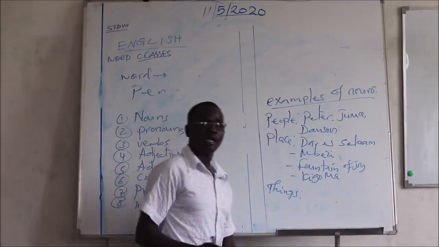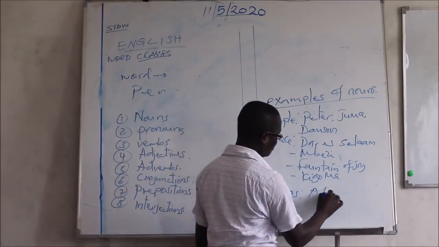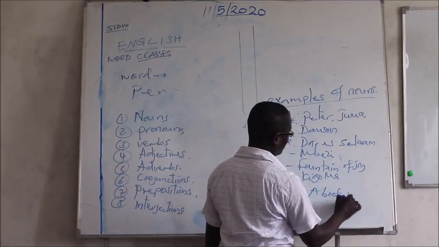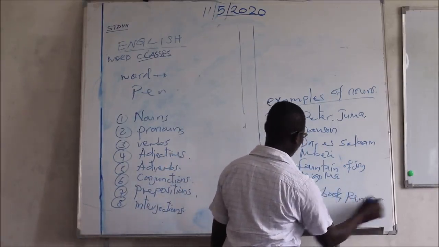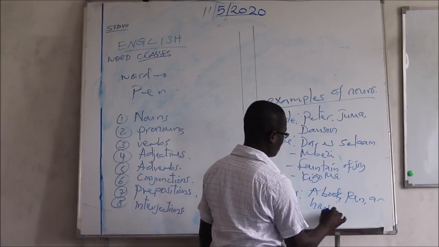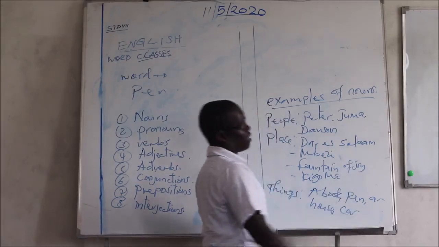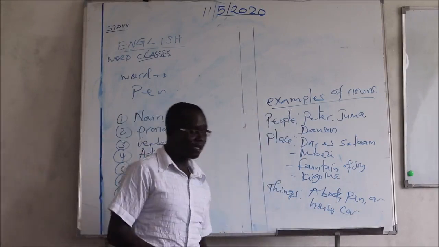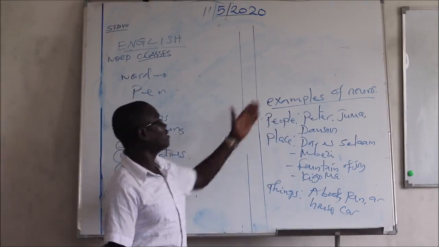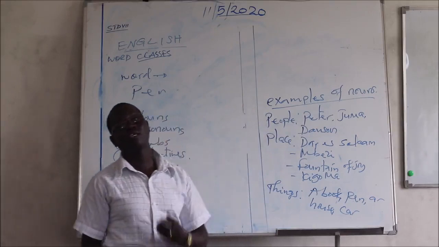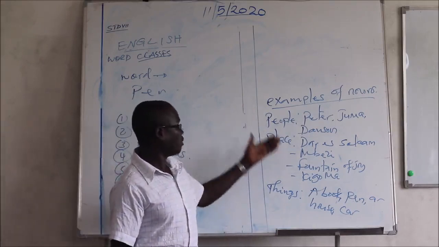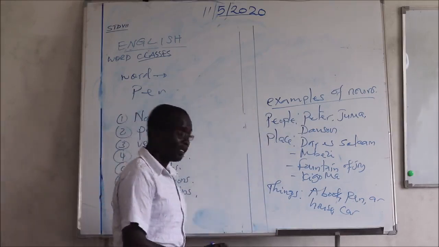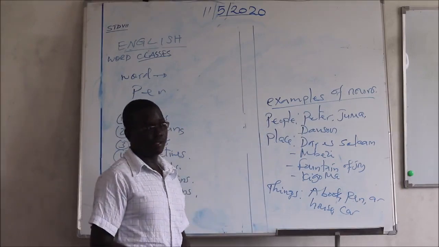Examples of things: a book, a pen, a ruler, a house, a car, and other examples. Now, as you can see, as I said before, a noun is a word that gives a name to things, people, and places. That is what a noun is.